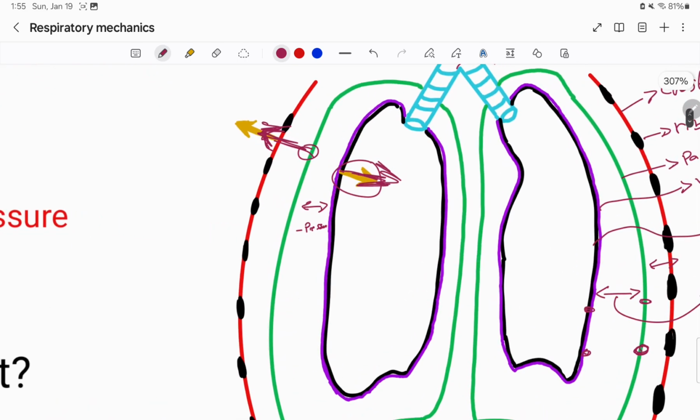And I'll tell you why the space is actually negative. Because if you notice here, I'm increasing the volume in this pleural space, right? Because before there was very little volume because the visceral and the parietal pleura were touching. But as I pull them apart, because of the elasticity of the chest and the lung, what happens? The volume in this cavity goes up. And if the volume goes up, the pressure goes down.